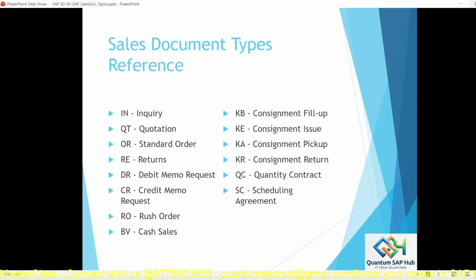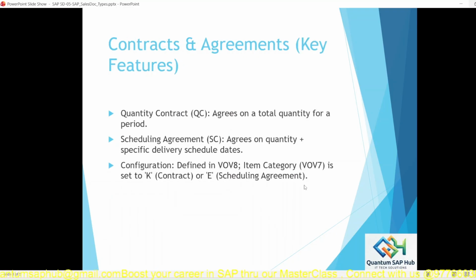Then you have other document types called quantity contract and scheduling contract. So you have all these order types which are defined in the system. So you can see this coding: IN, QT, OR, RE, PR, CR, like this. I'll show you in SAP as well how it is defined and where. I will also show you how we will create a custom order type.